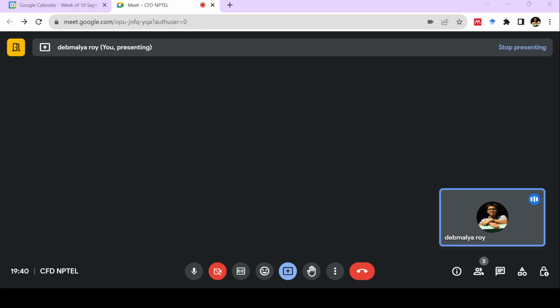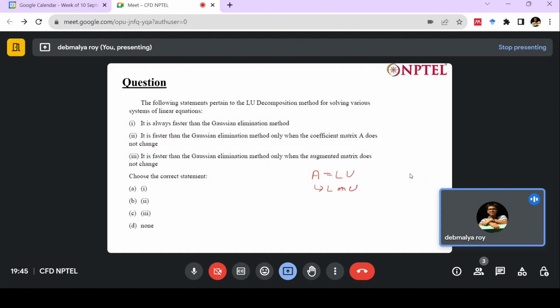Or there is a very clever way of decomposing this A into L and U. So in those cases, this elimination will be faster. So when coefficient A does not change, then definitely it will be faster than Gaussian elimination.